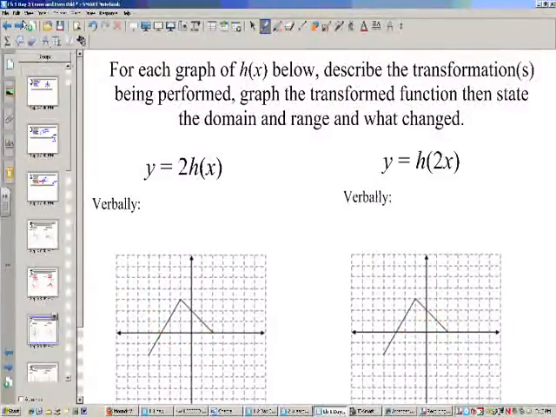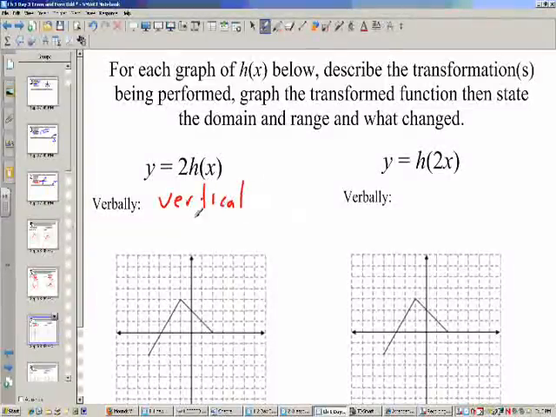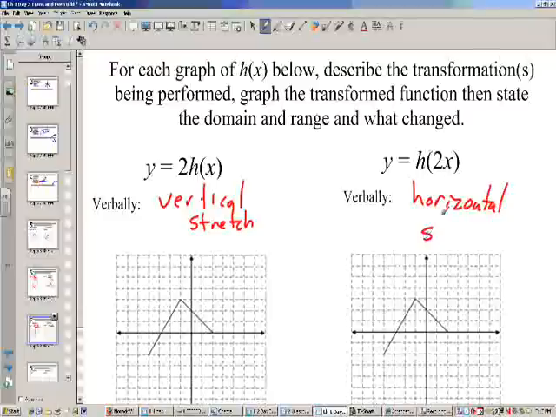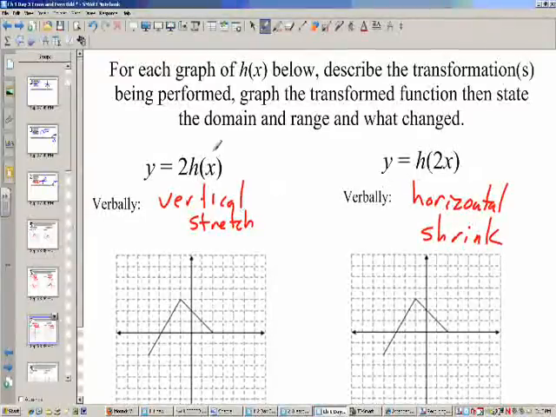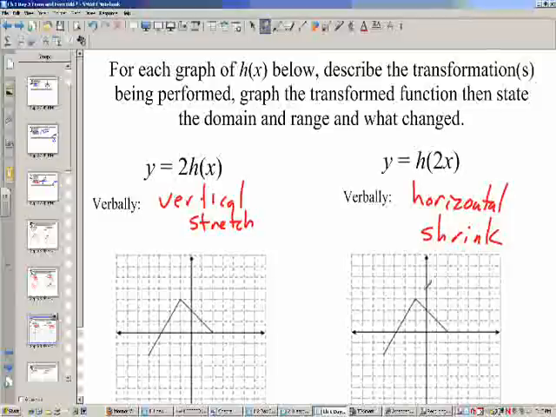All right. Now this is a vertical stretch, where this is a horizontal shrink. Now, a lot of people have a hard time telling the difference between the two, but if you do it on a piecewise function, I think it's pretty clear what happens.